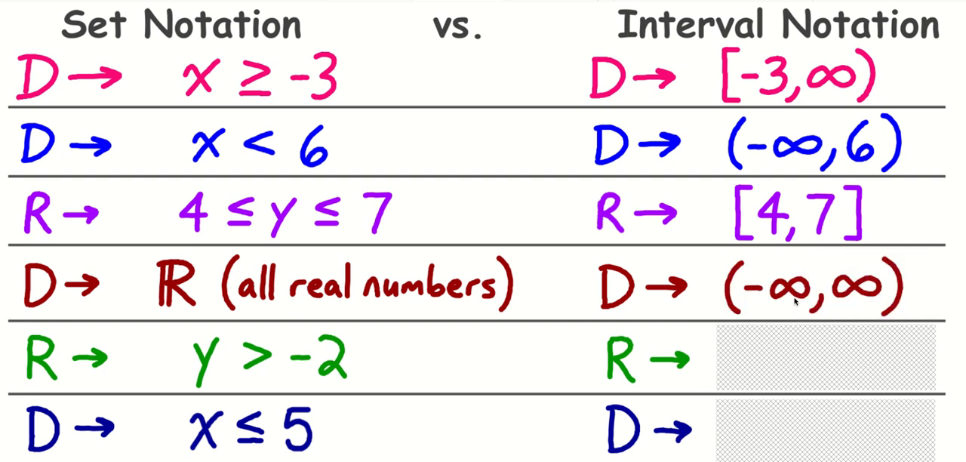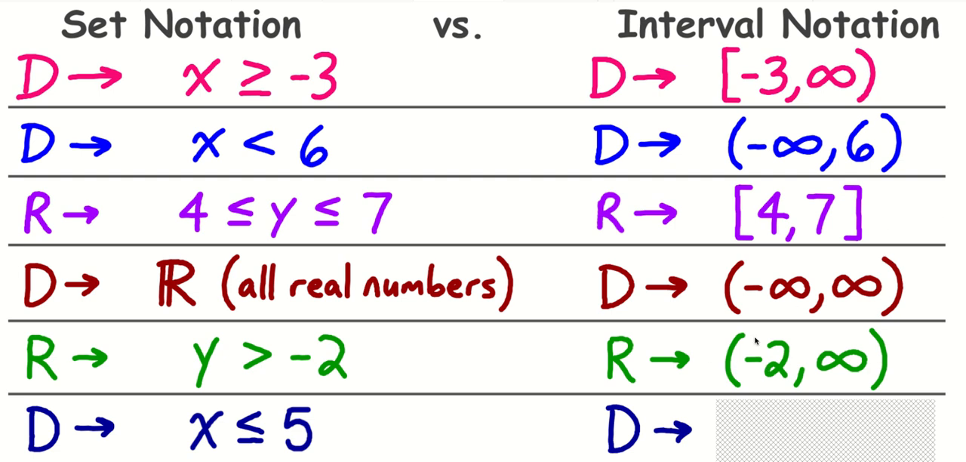That's right. Negative infinity to positive infinity, with everything included in between. This one, a range of everything, all the y values that are greater than -2. What do you think? Everything greater than -2, from -2 to infinity.